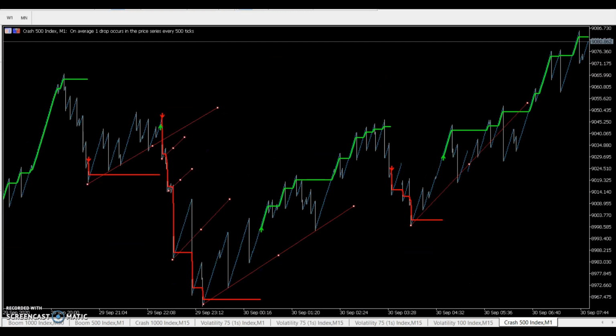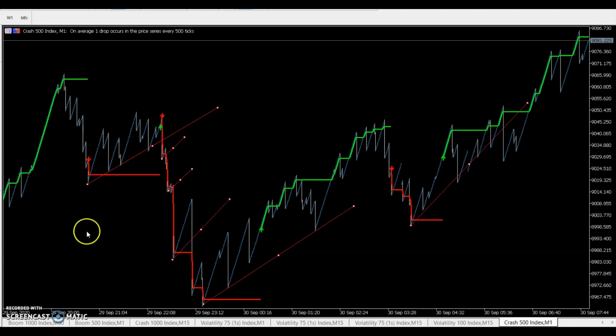So this is a simple scalping strategy. Once these conditions have been met, all you have to simply do is after the second point, you draw your line and then you enter into a buy. This is Crash 500. Second point, you enter into a buy. There's nothing to wait for.